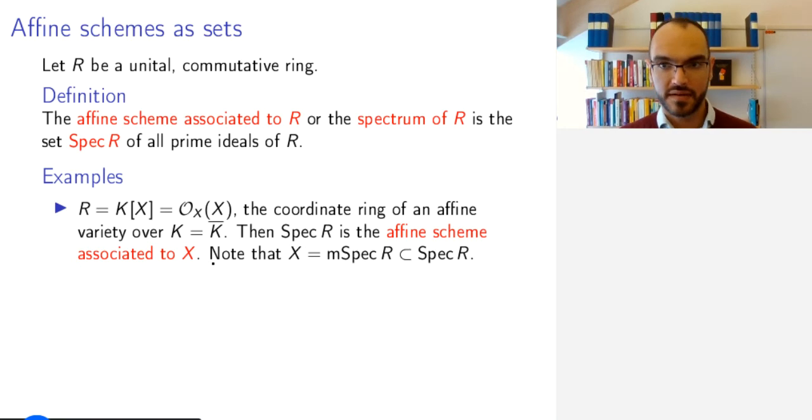And in terms of points, so as sets, we have seen that X can be identified with the set of maximal ideals. So a point, say, if we embed this into n-space, a point (a1, ..., an) will correspond to the maximal ideal generated by x1 minus a1, and so on. But now we consider all the prime ideals.